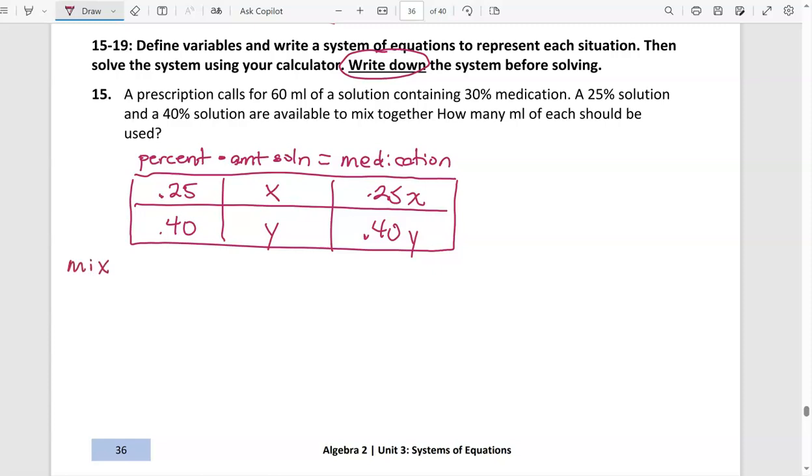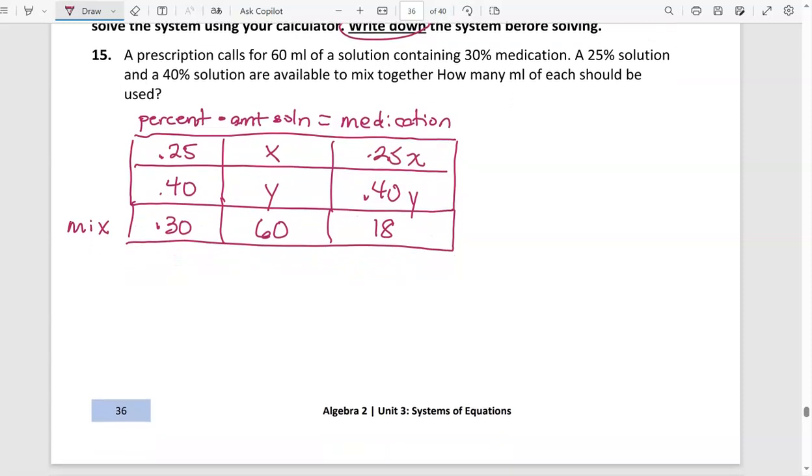And then, of course, we have a third row for a mixture problem. So in the third row, our mixture is supposed to be a 30% medication, and we are looking for 60 milliliters of that solution. 30% of 60 is 18. All right, if you think about 10%, that's an easy computation to make. Or we can just multiply, of course, on our calculator, 0.3 times 60. Of course, that is in computations you should be able to do on your own.